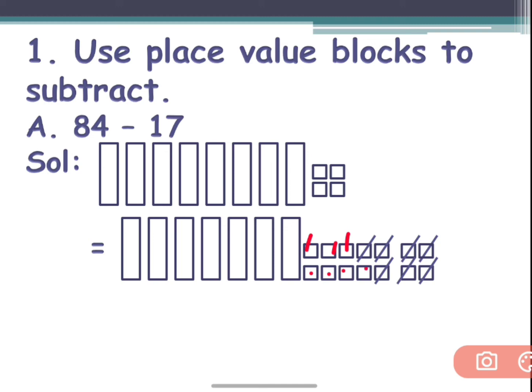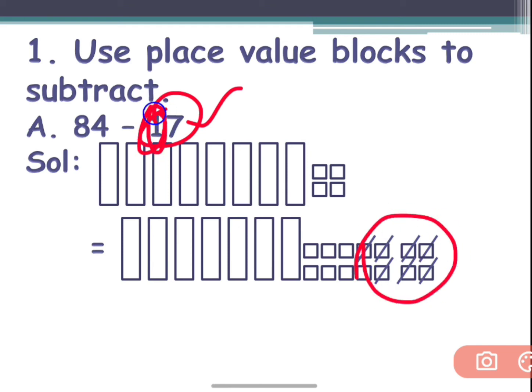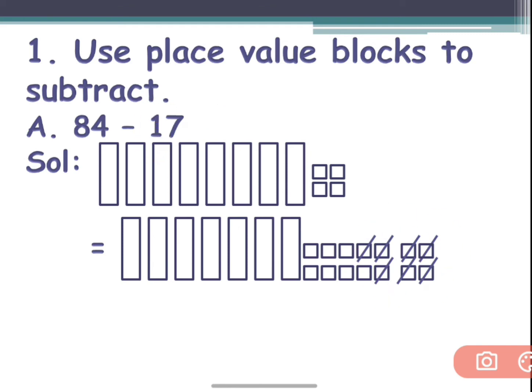Okay, so 7 ones are left after removing 7 from 14. Now from the tens we have to remove 1 ten, because in 17, the 7 ones have been cancelled here. Now in tens you have 1 ten, isn't it? So you will remove 1 ten also. Now how many are left?